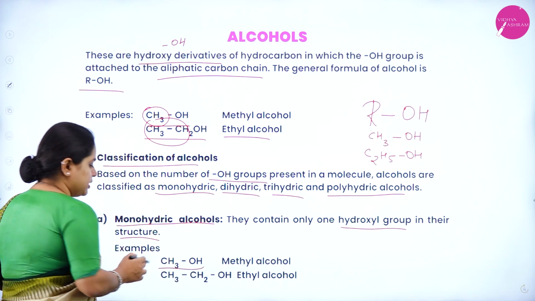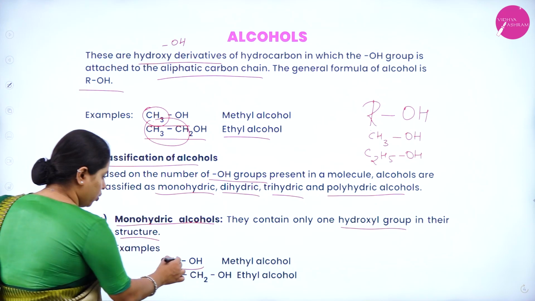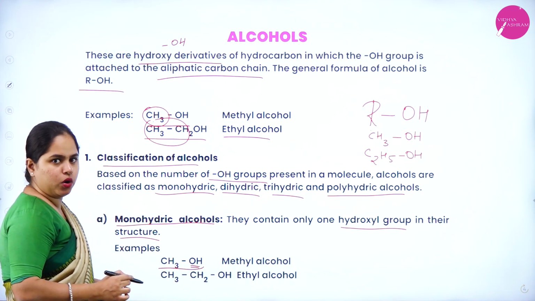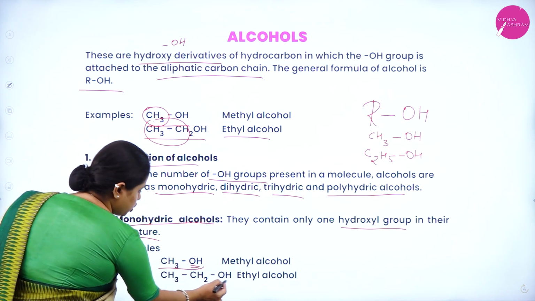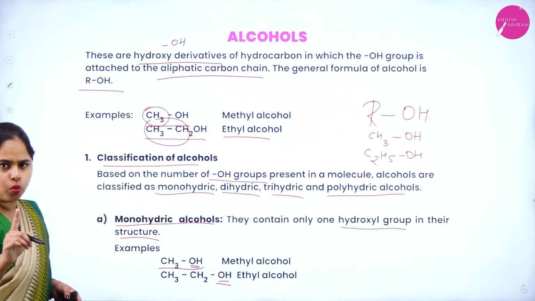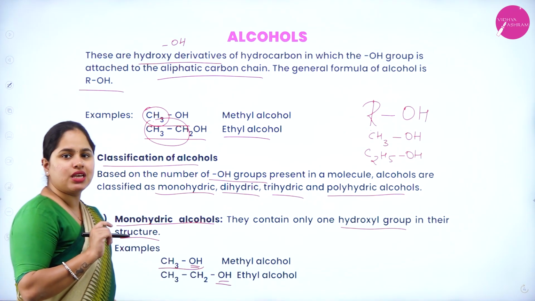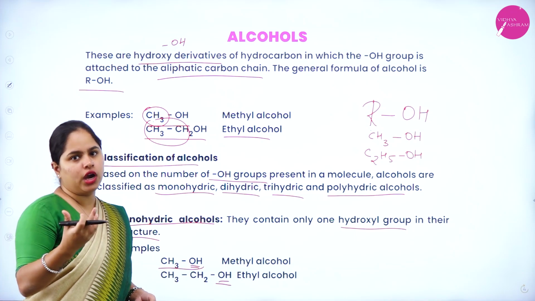So methanol, CH3OH. As you can see, only one OH group is there. CH3CH2OH. Here also only one OH is there. So both of these are examples of monohydric alcohol.